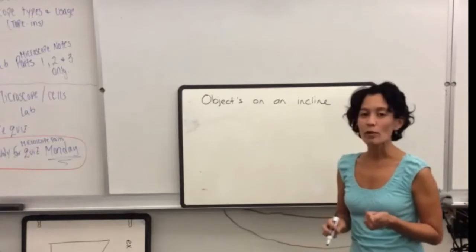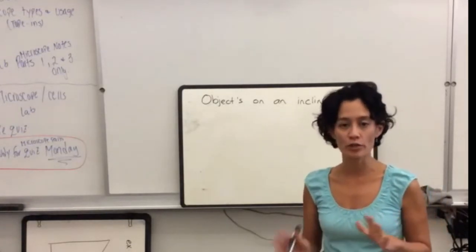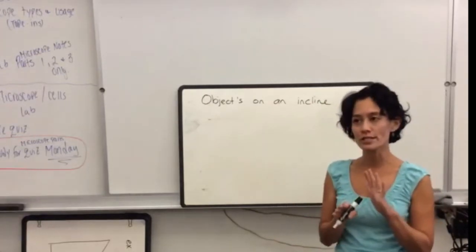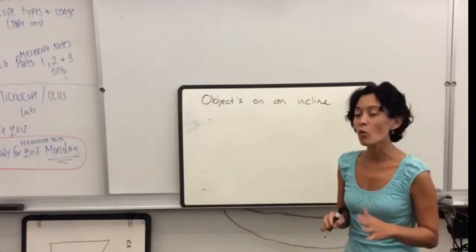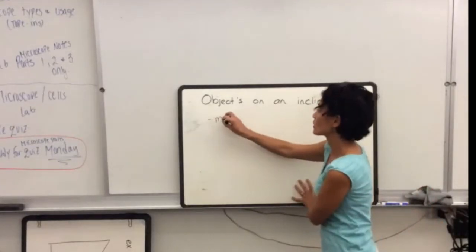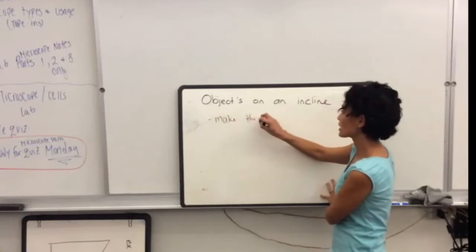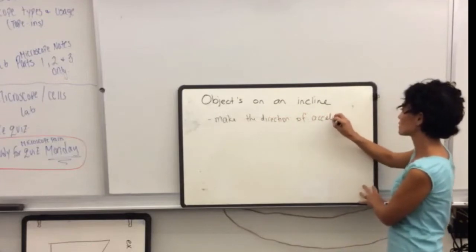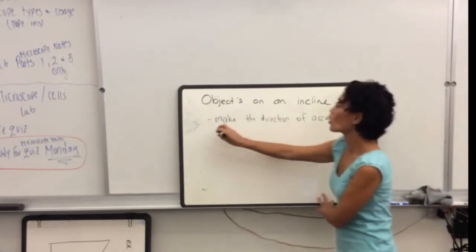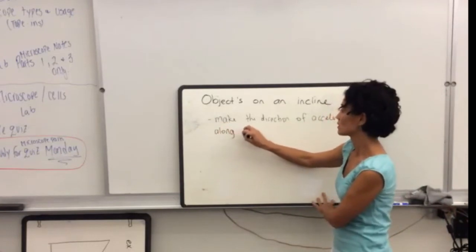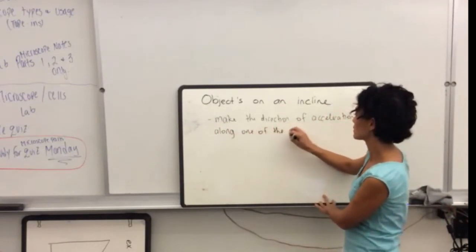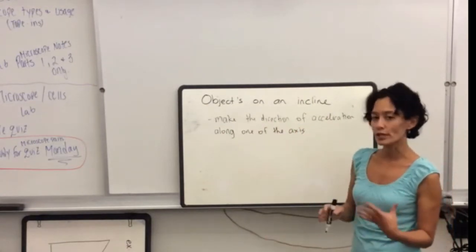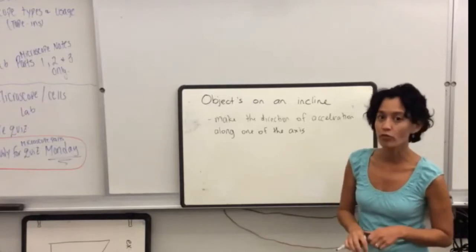One key thing about when you're looking at how to break up forces on an incline or how to set your coordinate system is that you always want to make your coordinate system such that acceleration is along one of your axes. So you want to make the direction of acceleration along one of the axes. And this makes it such that you do not have to break up your acceleration into components. You're just breaking up forces into components.